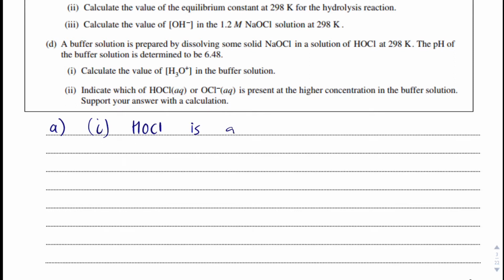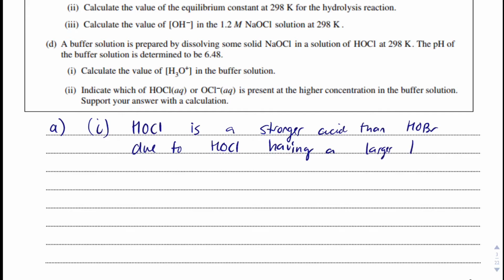HOCl is a stronger acid than HOBr due to HOCl having a larger Ka value, indicating that HOCl dissociates more than HOBr.